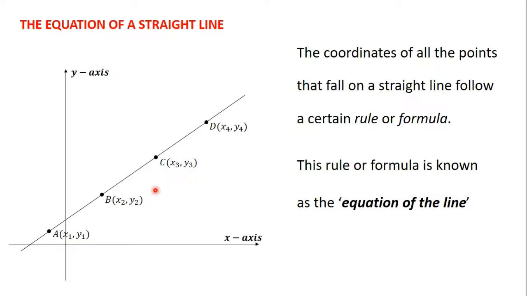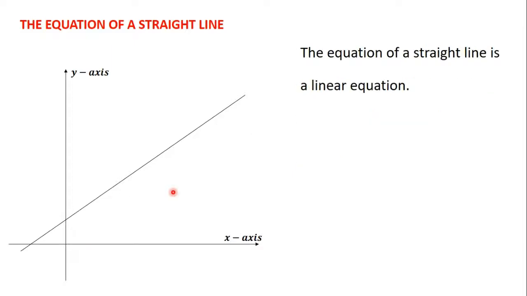What this means is that when you draw a straight line, the coordinates of every point that falls on the straight line follows a certain rule or formula, and this formula or rule is known as the equation of the line. So the coordinates of every point that falls on the straight line satisfies or follows the equation of the line. Let's learn more about the equation of a straight line.